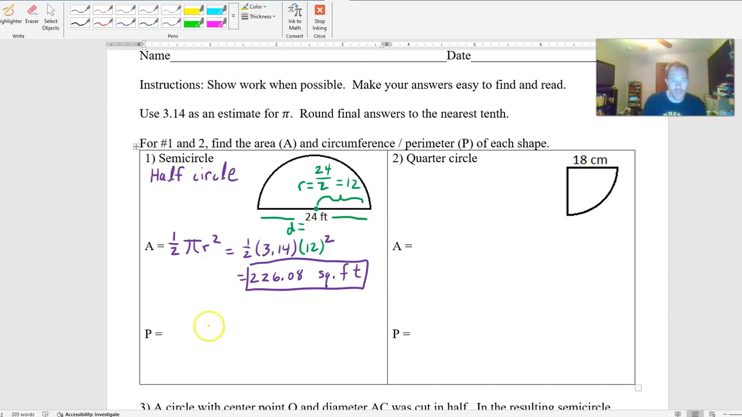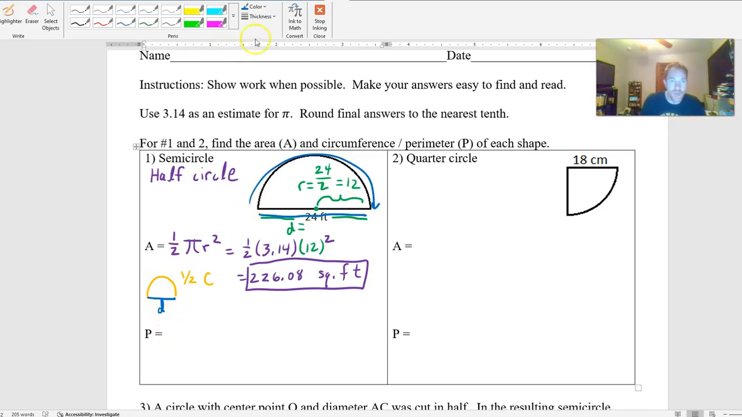Perimeter is perhaps a little more difficult because if you think about it, you get half the perimeter or half the circumference of the full circle, but then you also have to cover the diameter again. When you're doing the full circle, the diameter is not part of the outside, not part of the perimeter or the circumference. But when you have a semicircle, this diameter, this 24 feet, is going to be part. So besides half the circumference, we also have to add in the diameter.